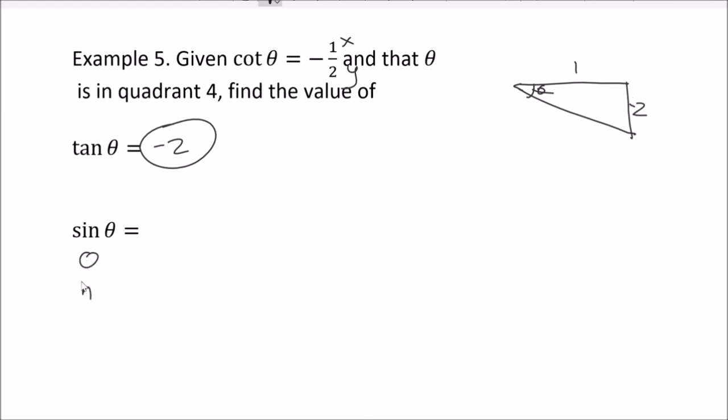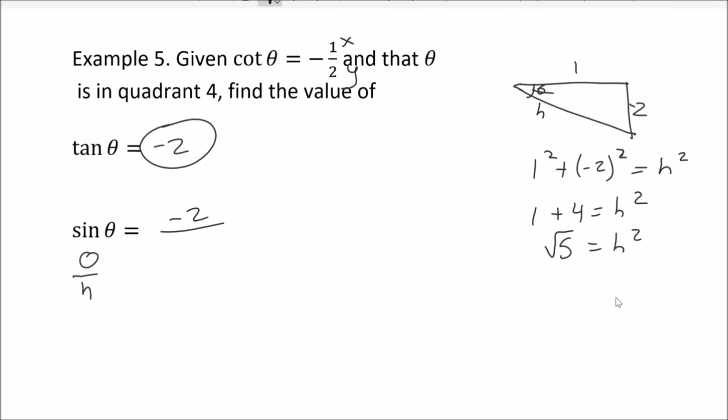Sine, though, is opposite over hypotenuse. Let's see. The opposite I know is negative 2. So I could fill that in. But what's the hypotenuse? Okay, we've got to do a little bit of work to figure that out. So 1 squared plus negative 2 squared equals h squared. I'm just going to put an h there. We're calling that the hypotenuse. And I get 1 plus 4 equals h squared. So that's 5 equals h squared. So h is root 5. So I get negative 2 over square root of 5. You know by now we're not leaving an irrational denominator. So multiply by 1 in the form of root 5 over 5. And we get negative 2 root 5 over 5.